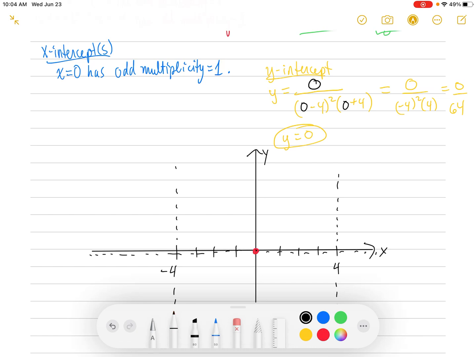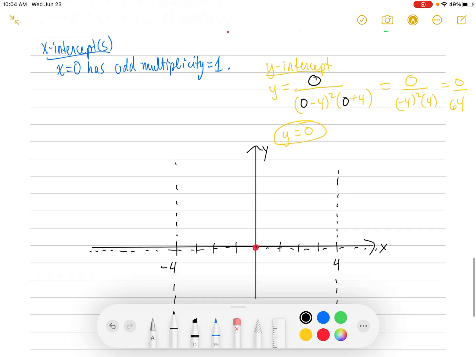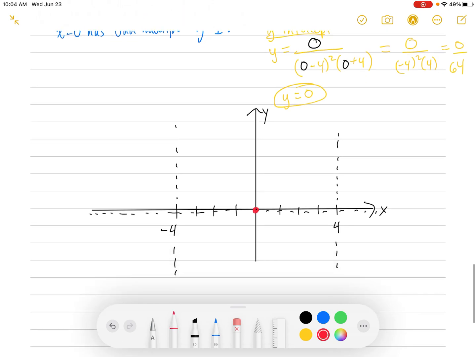We have an x-intercept at 0. It's right here. So we're hitting right here at x equals 0. So I'm going to put a red point. My graph is going to be in red. I'm going to have a y-intercept at 0 as well. I'm hitting the y-axis there at y equals 0. Okay, so x equals 0, y equals 0, the same thing. Okay, so that's all we know so far.